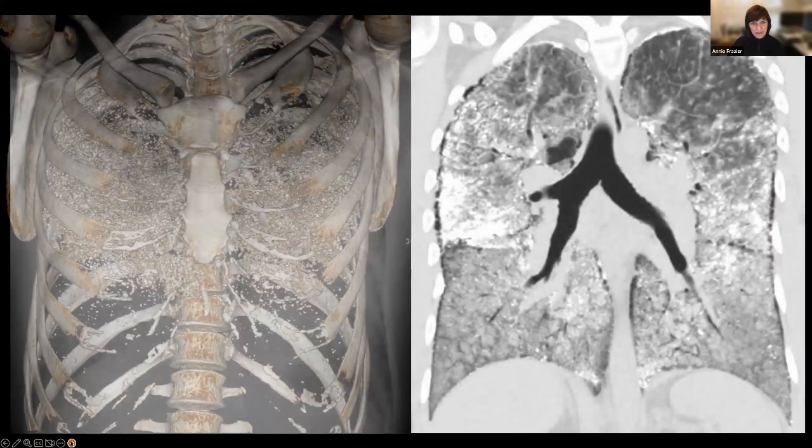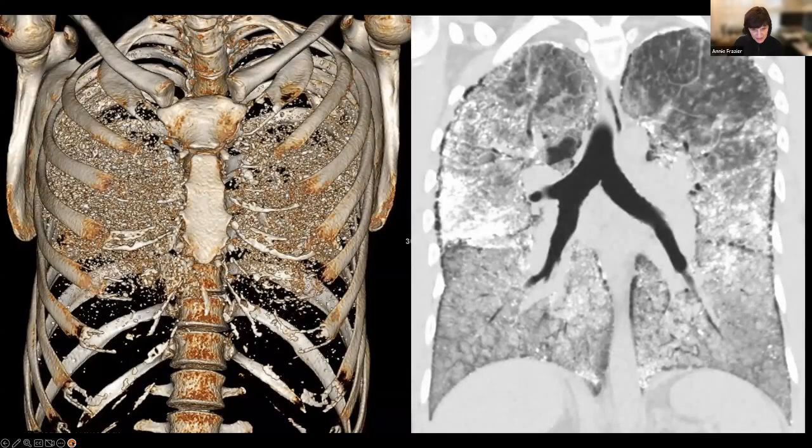Nice correlation there. This is just a nice kind of 3D reformat that was provided, and you can almost see a sandstorm or a snowstorm appearance on that picture, where we have all these high density, fine micronodular opacities that are largely clustered sort of in the mid lungs and lower lobes.